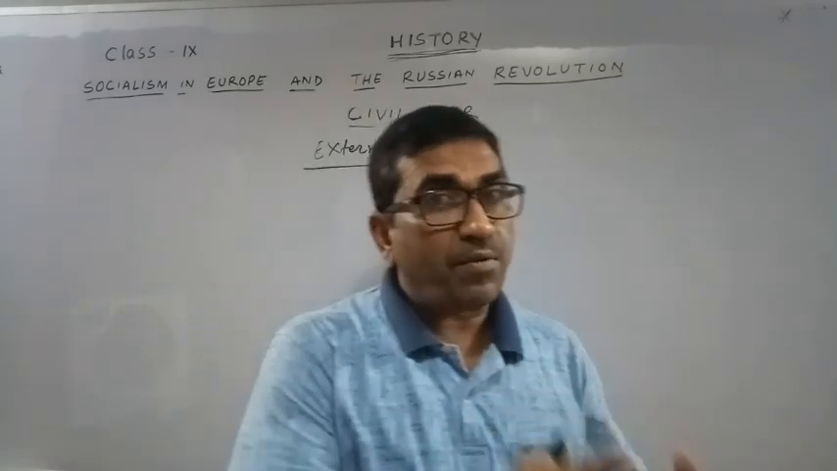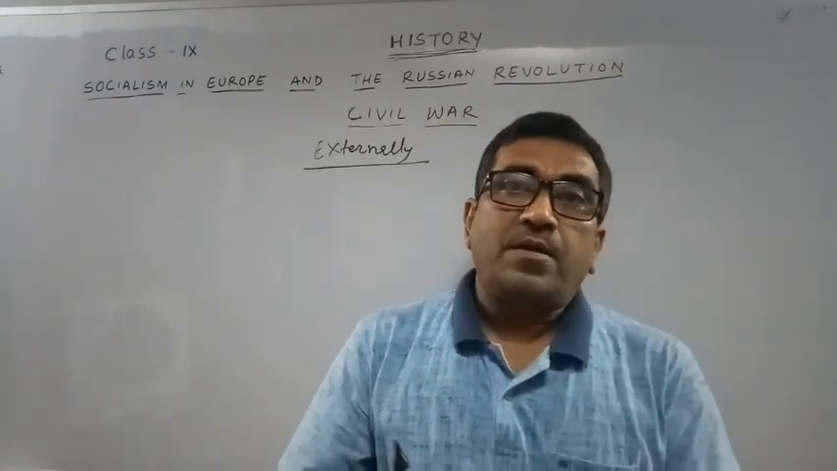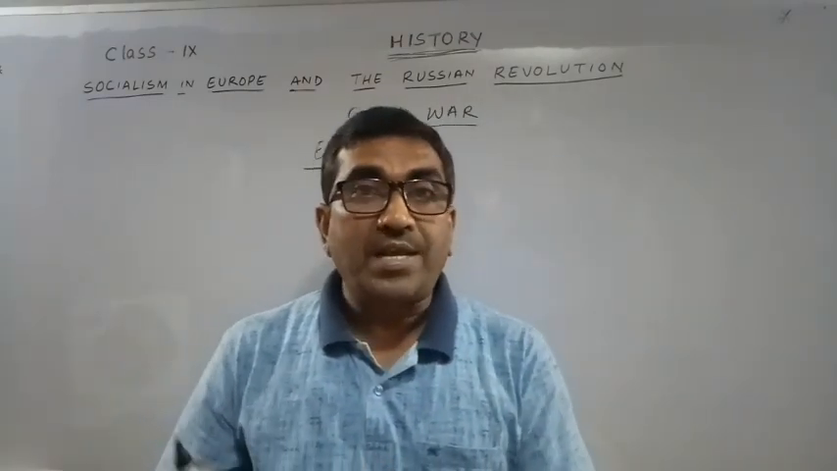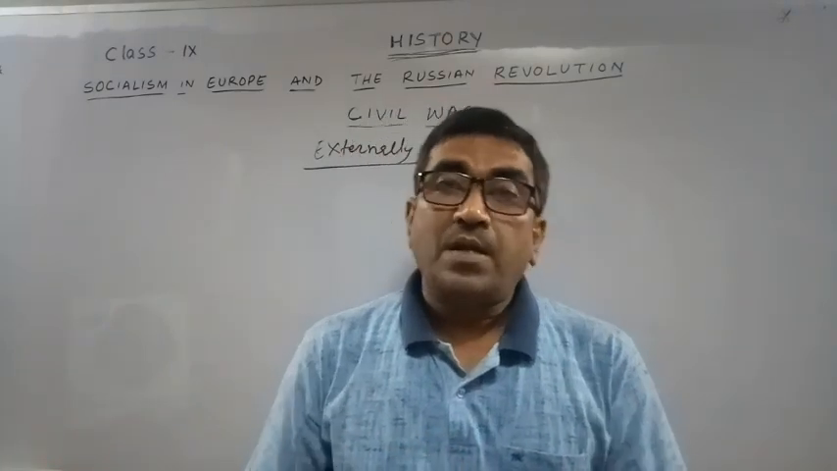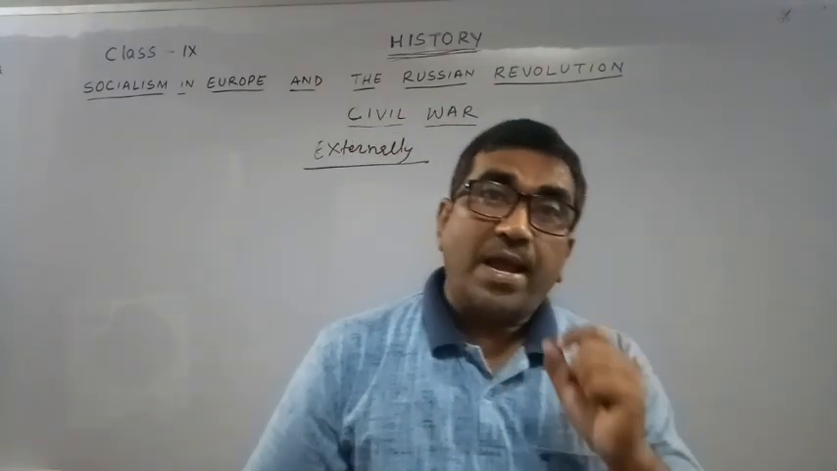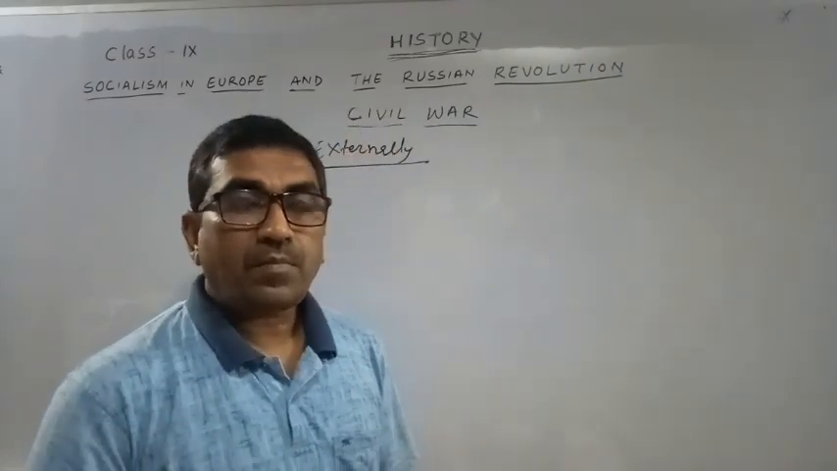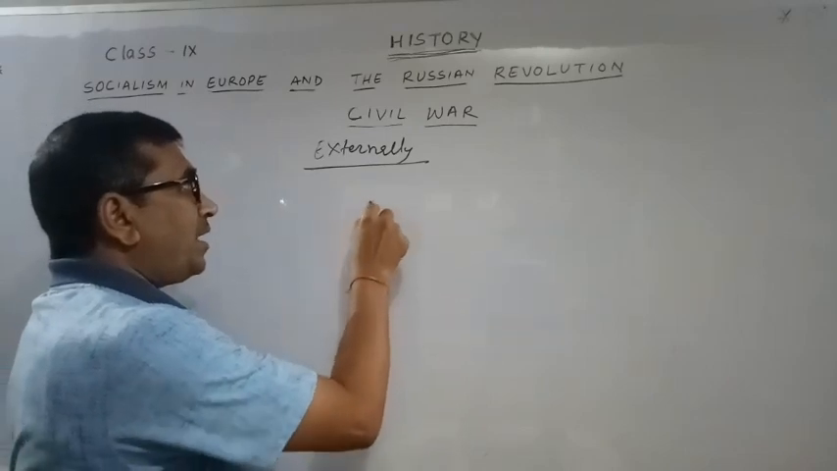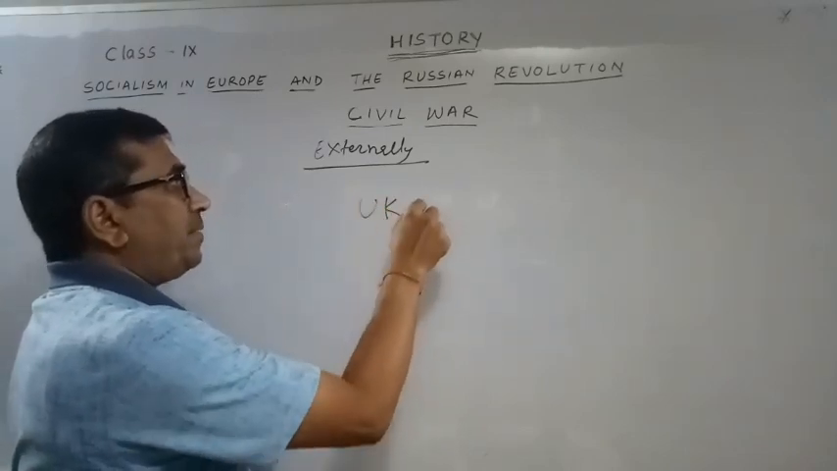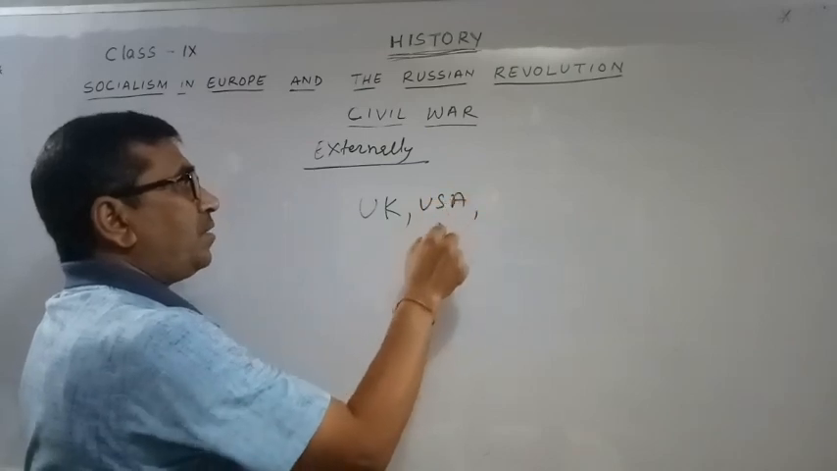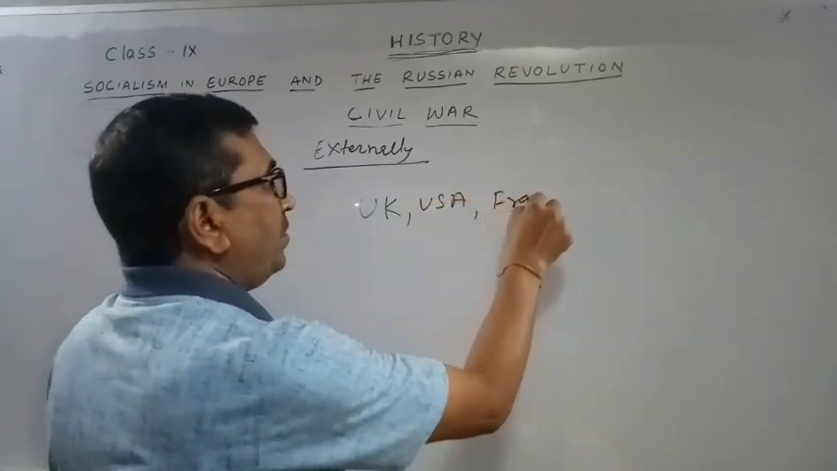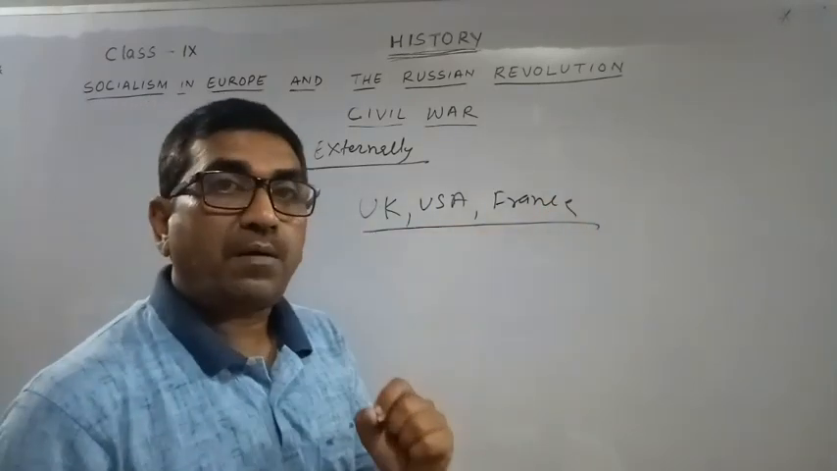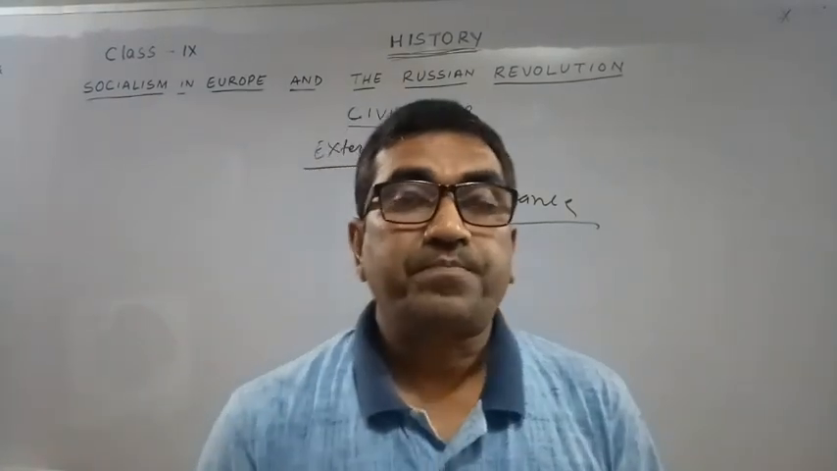Other than the Bolshevik that we are finding, the war prisoners, Czech legions had revolted and they started marching. Then again, the allied powers became against him. Who were the allied powers? It was the UK, USA, then France. These other countries, the allied powers, became angry with Lenin.